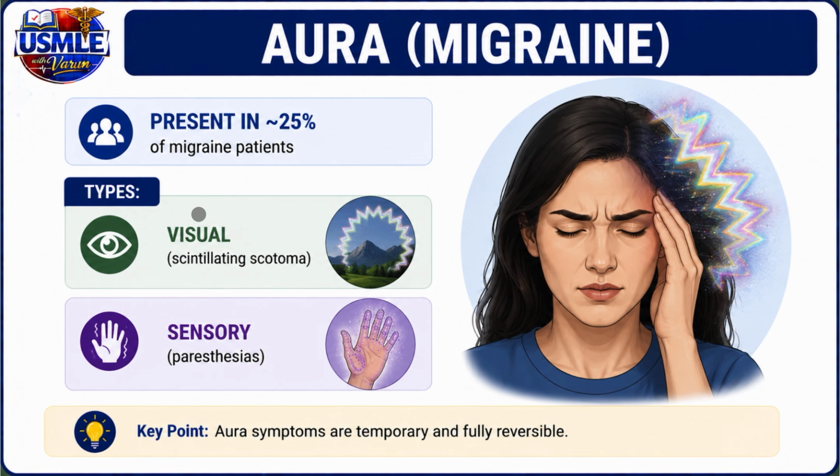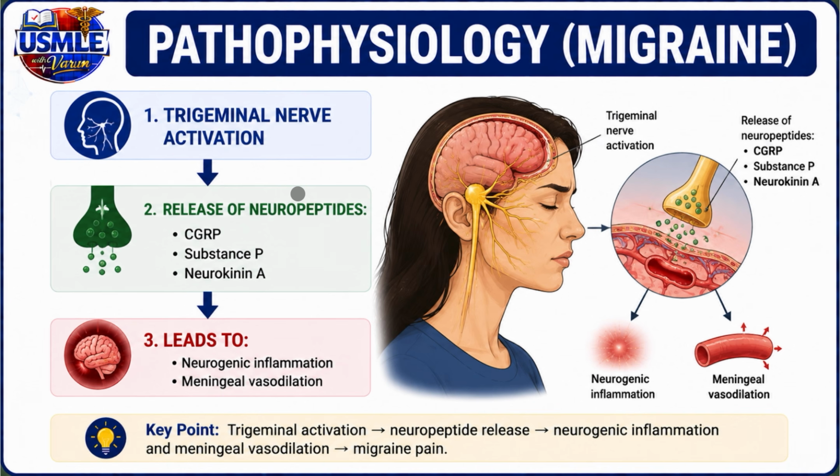Some patients experience an aura before the headache begins. This can be visual, like flashing lights, or sensory, like tingling sensations or paresthesias. Aura is the most characteristic feature of migraine, and this is present in 25% of migraine patients.